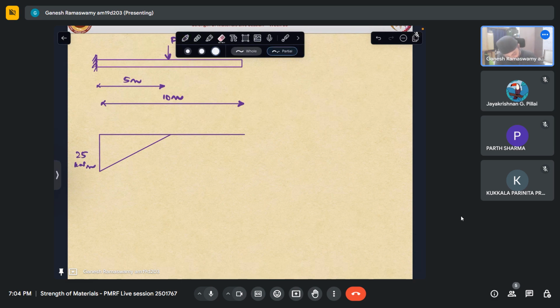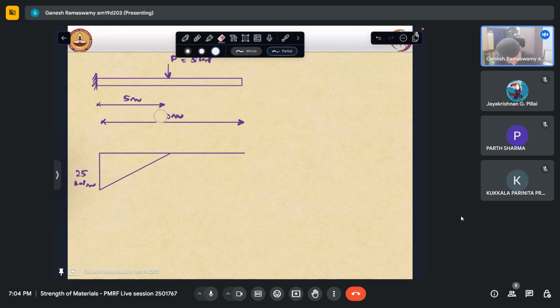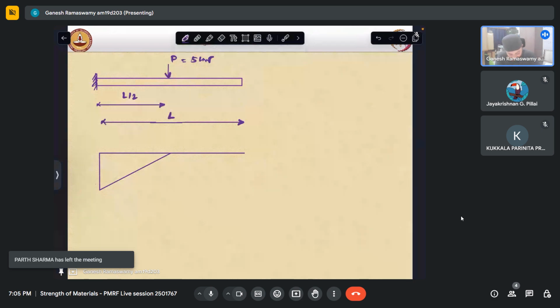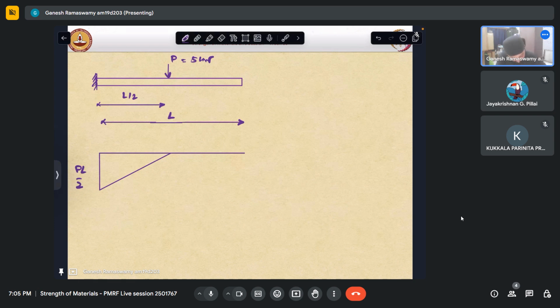Or rather, first let me put everything in terms of symbols so that it doesn't become very messy. So let this be L, let this be L by 2, and let that be P. So this is PL by 2. So I have the bending moment diagram here.